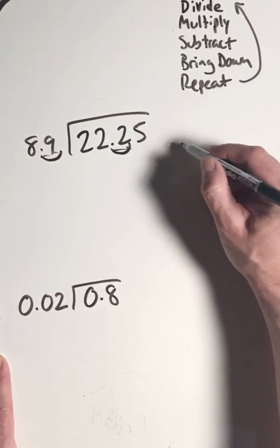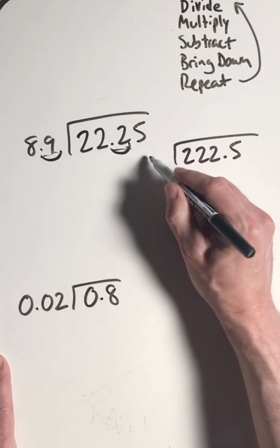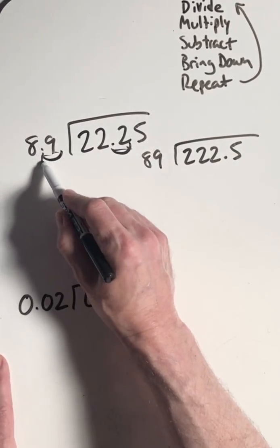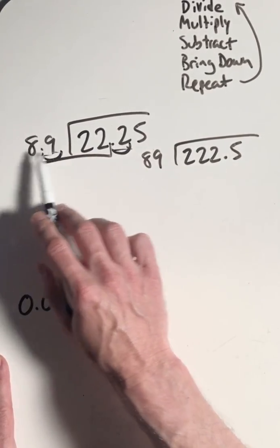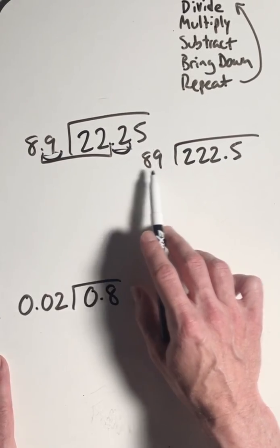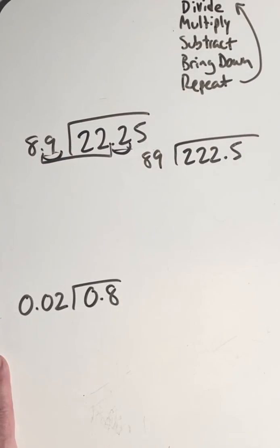So what I'm really looking at is 222.5 divided by 89. Again, these two decimal points are connected. I need to have 0 decimal points in my divisor, the number I'm dividing by. So when I move it over once, I have to move the other decimal point over once as well.